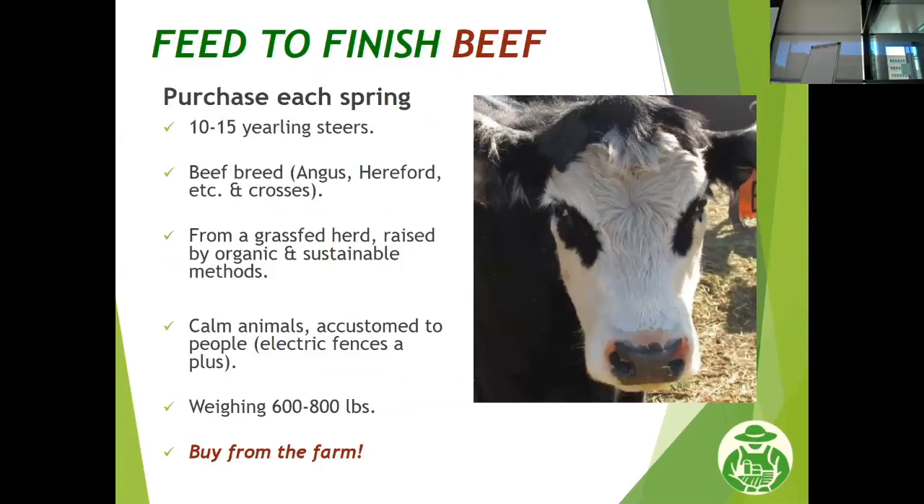I'll start out with talking about the beef. I purchase every spring only about 10 or 15 yearling steers. That's the number that works for me on my farm, my operation, my willingness to work. I like beef breeds. I particularly like Angus and Angus Hereford crosses. They do well.